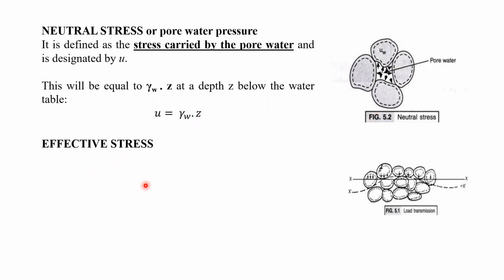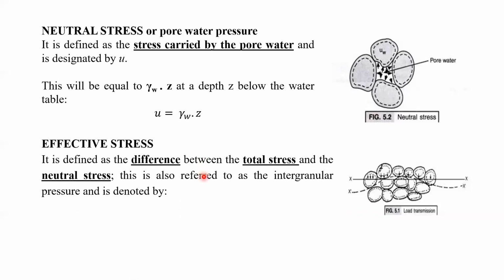So the next definition is the effective stress. What is going to happen here? It is the difference from the total stress. As you know, the total stress is nothing but the stress which is going to be carried by the solid particles as well as the pore water. So if you add both stresses together, it is called the total stress. And once you deduct the neutral stress from the total stress, we shall get the effective stress.